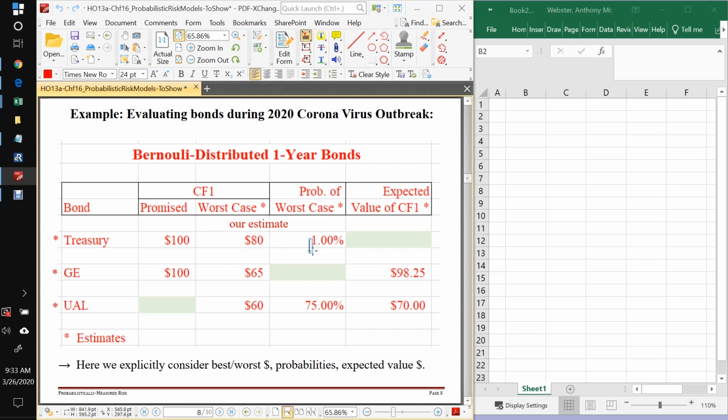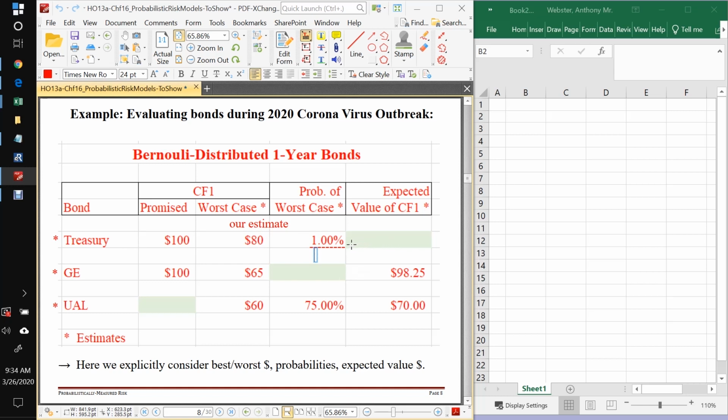And we do say, however, the United States Treasury is still considered the safest thing in the world. So even in an extraordinary crisis like this, there's about a 1% probability that the Treasury is going to run into trouble with this bond.